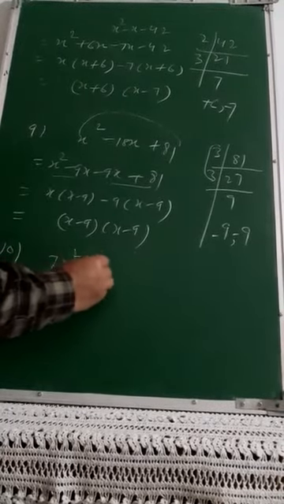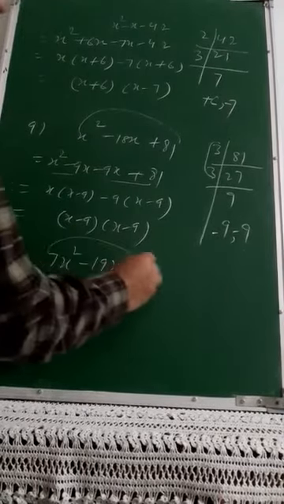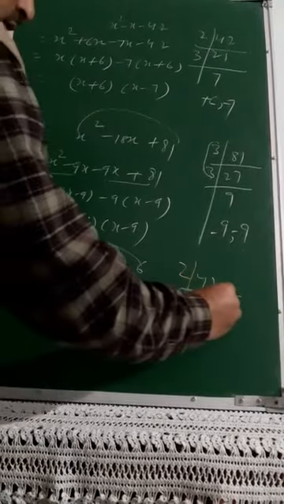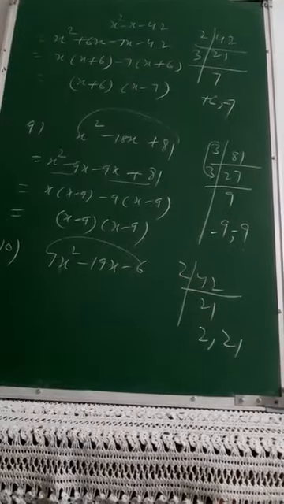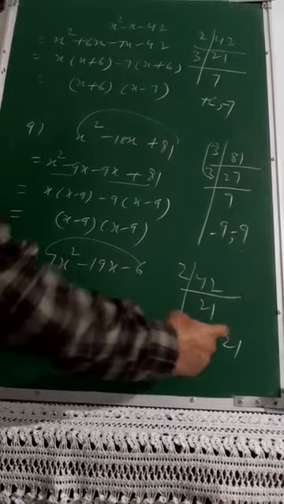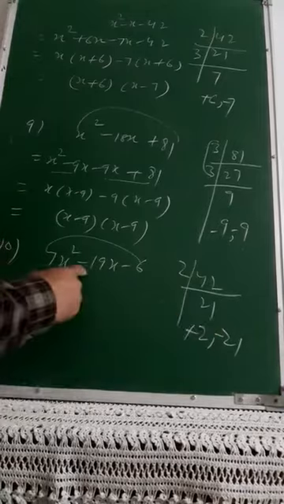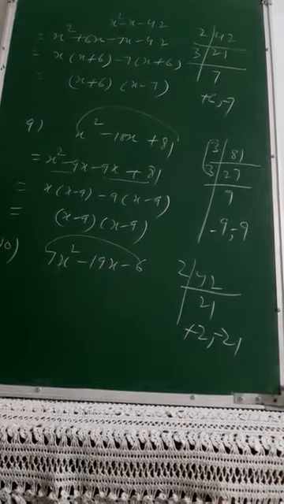7x square minus 19x minus 6. So again you see this 7 into 6 is 42. When you start with 2 and 21, first pair I am getting is 2 and 21. So difference of 2 and 21 again is equal to 19. So with the greater put the negative, because here it is negative. So minus 21 plus 2 will be the factors for this.